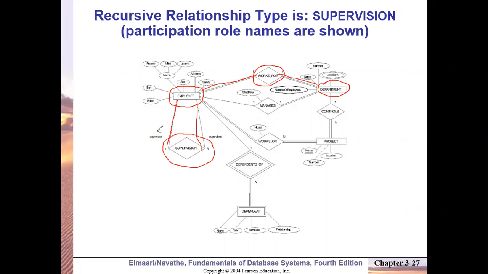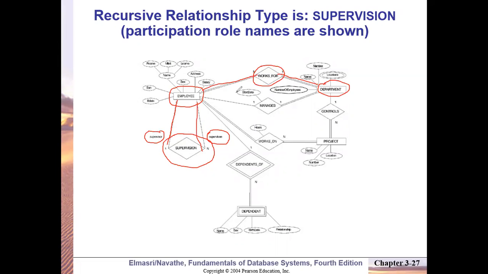So for reading, we indicate something called role names. So in which role that employee is playing or participating. So supervisor is one side role and another is supervisee. So employee as a supervisor supervises the supervisee or the worker. So what are role names? Role names are the roles in which the entity type participates in a relationship.